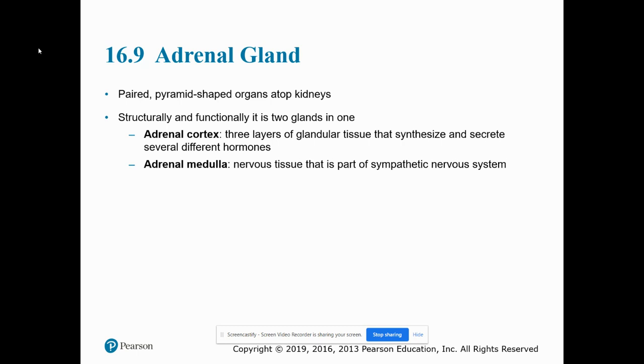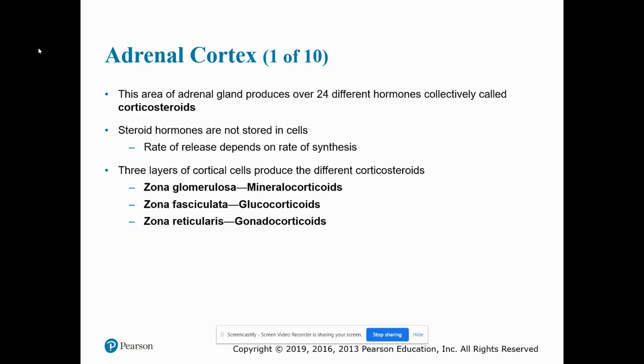And then the adrenal medulla is nervous tissue that is part of the sympathetic nervous system. The adrenal cortex is going to produce over 24 different hormones, collectively called corticosteroids. Steroid hormones are not stored in cells, and their rate of release actually depends on the rate of synthesis.